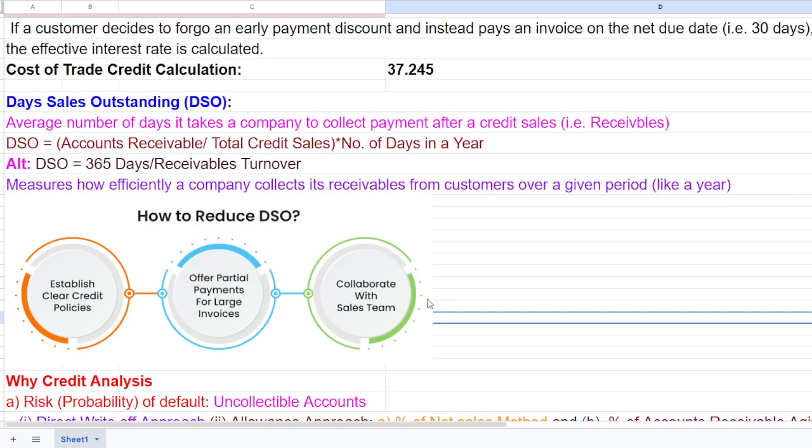We see that. Okay, and the third one is that we have to collaborate with the sales team. We can't just say that finance people and accounting people are highly professional. No, there must be good coordination among the marketing professionals or the sales team.